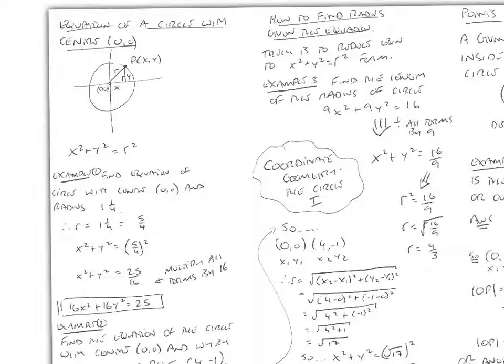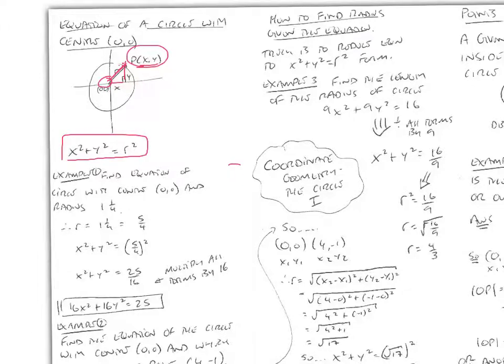Coordinate geometry, the circle. The equation of a circle with center 0, 0 and radius r is given as x squared plus y squared is equal to r squared. So that's the equation of a circle whose center is at 0, 0 and radius r. And we can see there's a point on the circle; its coordinates are x along the x-axis and y up the y-axis. The coordinates of the point on the circle are x comma y.